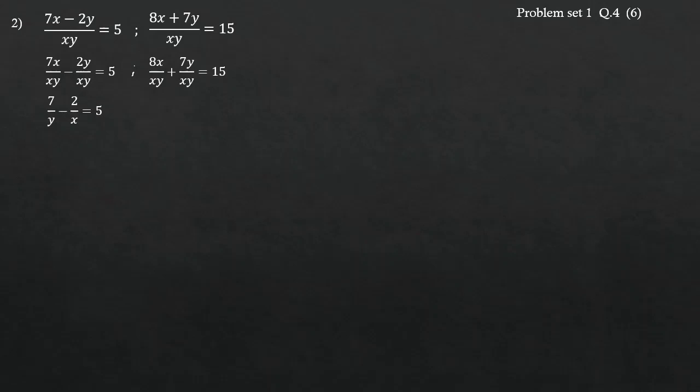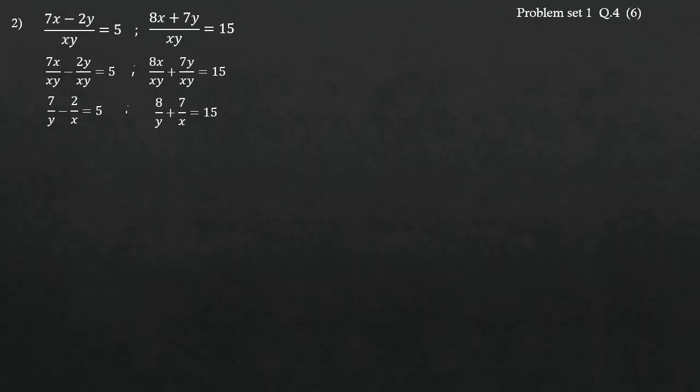So we get 7 upon y minus 2 upon x is equal to 5. And if we check in this equation, here we can cancel the x term and the y term from the first and second term respectively. So we get 8 upon y plus 7 upon x is equal to 15. Now this sum has become the same as the previous one.